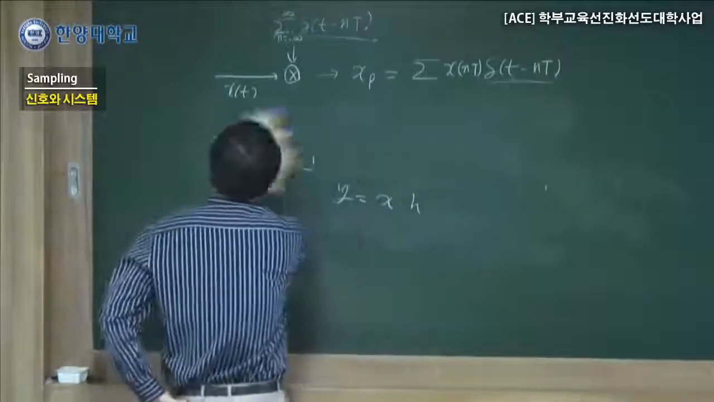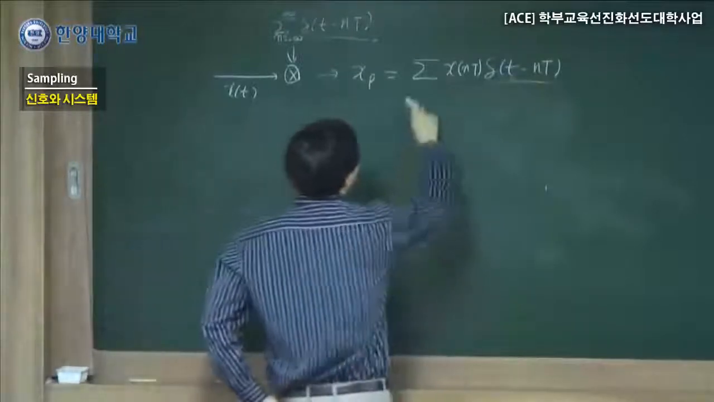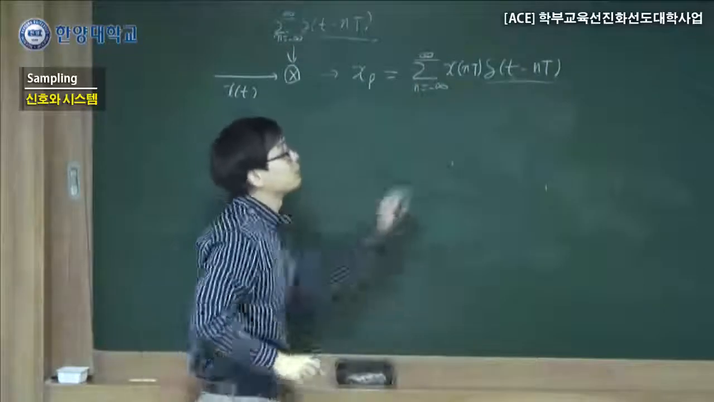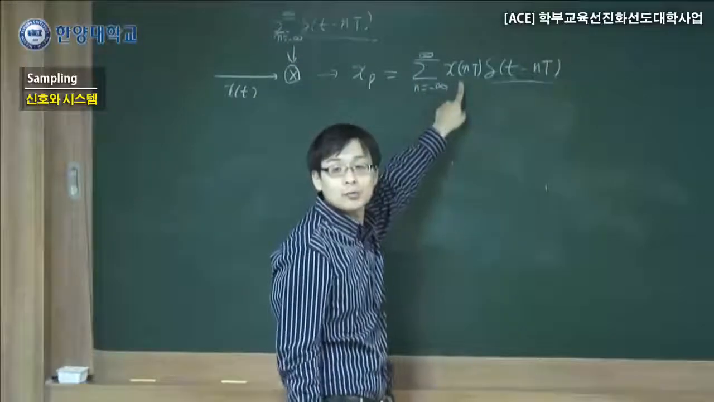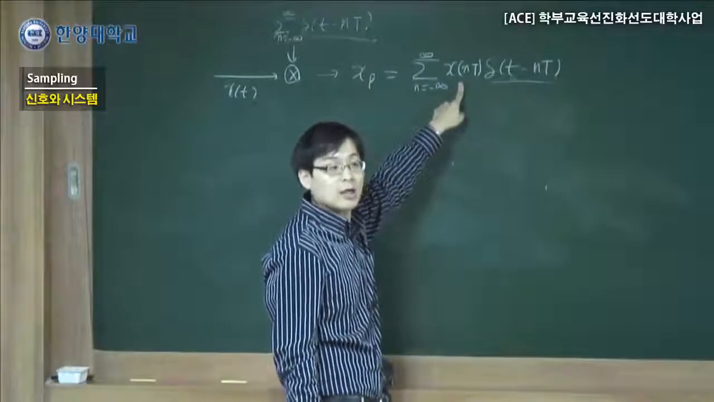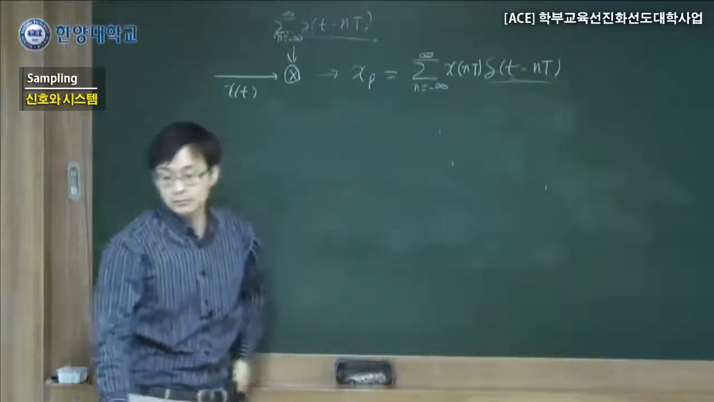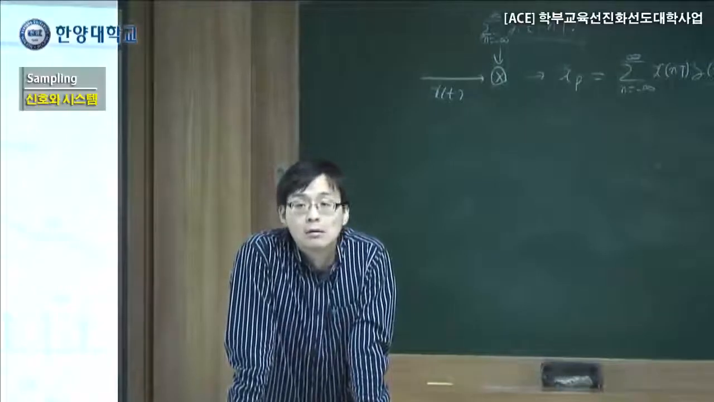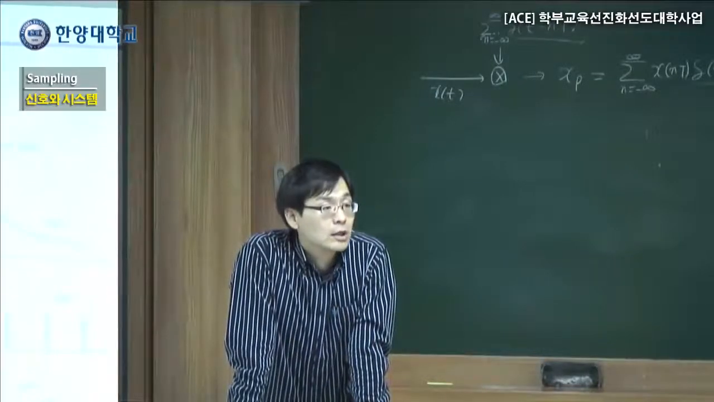So after doing multiplication, there will be a train of impulses having an amplitude of x. That's what they do after sampling. Before we move on, question? Nope? Too easy?